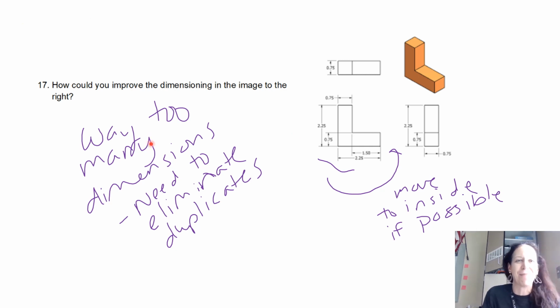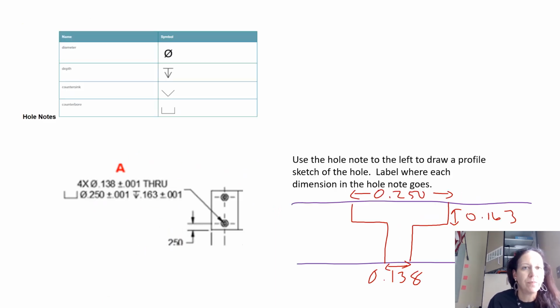In order to get it dimensioned. So this says way too many dimensions, need to eliminate the duplicates, and there's tons of duplicates in there. This little notation here is move those measurements to the inside if possible. A lot of those you can actually delete because they're duplicates, so they don't even need to be there at all. When possible, you want to dimension stuff in this interior space, but sometimes you'll have details that there's no better place to put than in the margins. So that's one of those try to do it, but it's not a hard and fast rule.